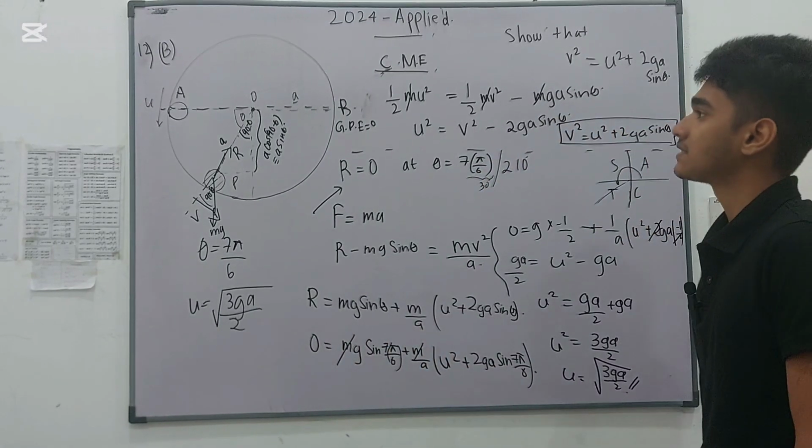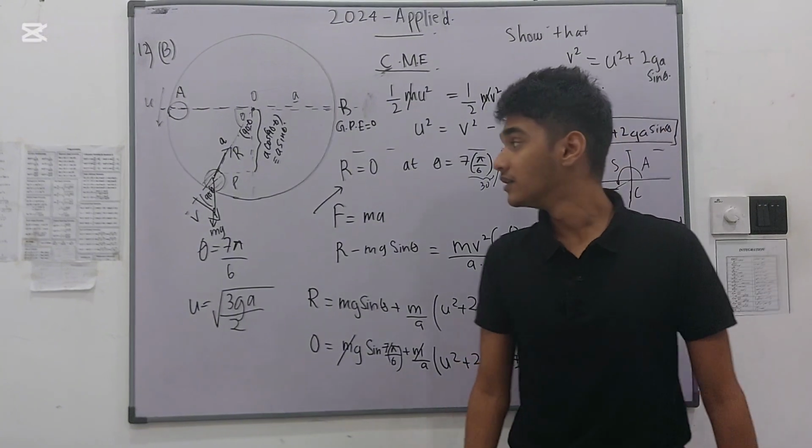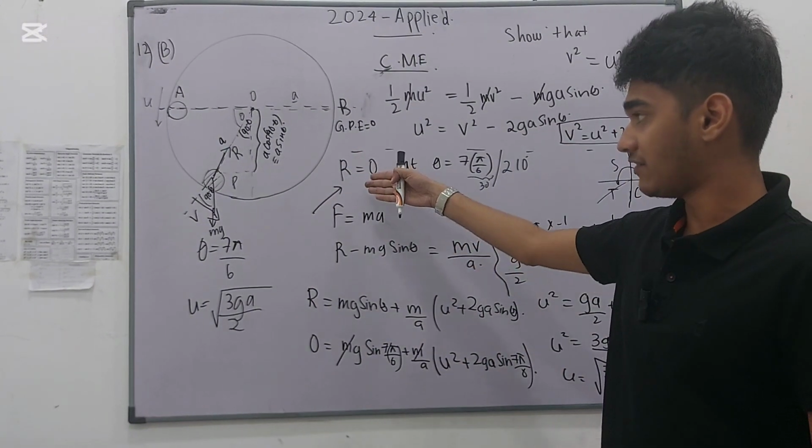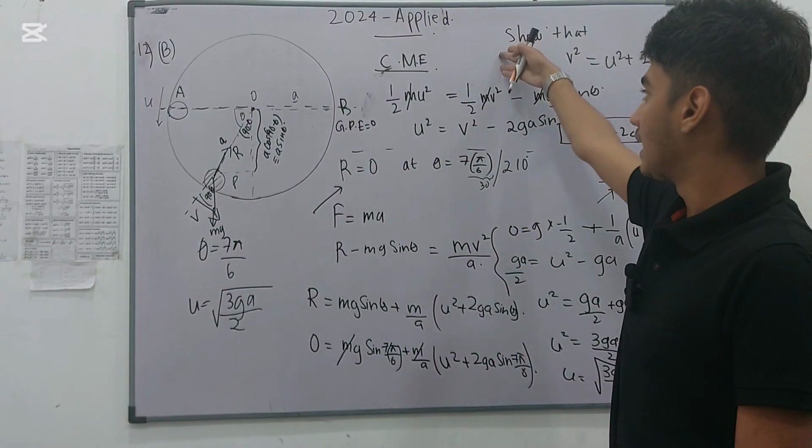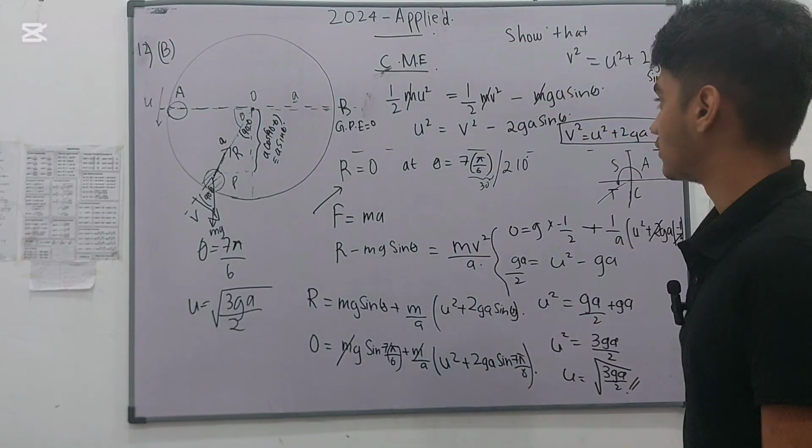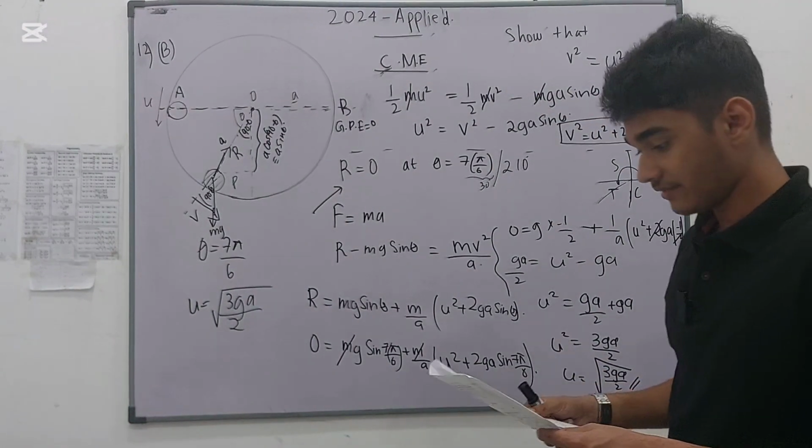So it feels like a very simple question this time. There are only two theories: applying F equals ma towards the center, and conservation of energy. So think within that, and it is a very easy question.